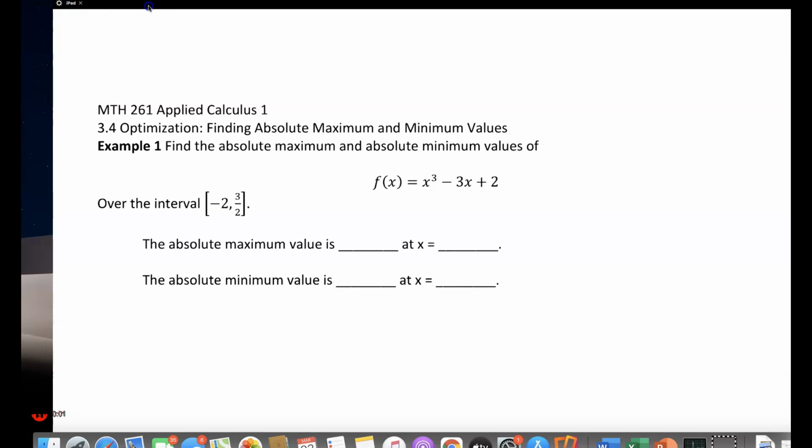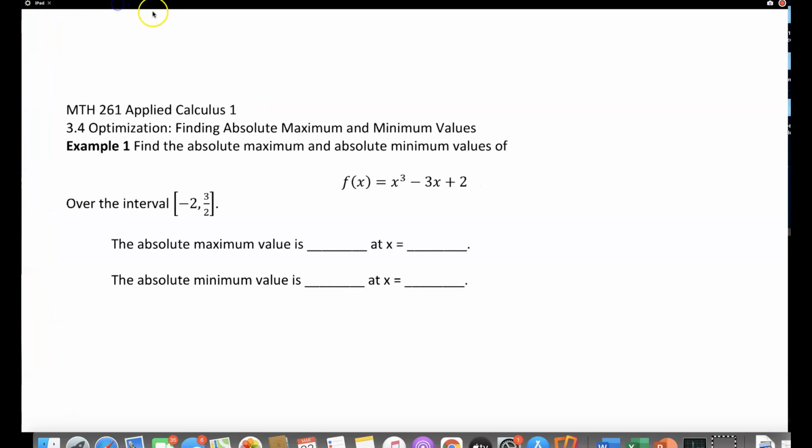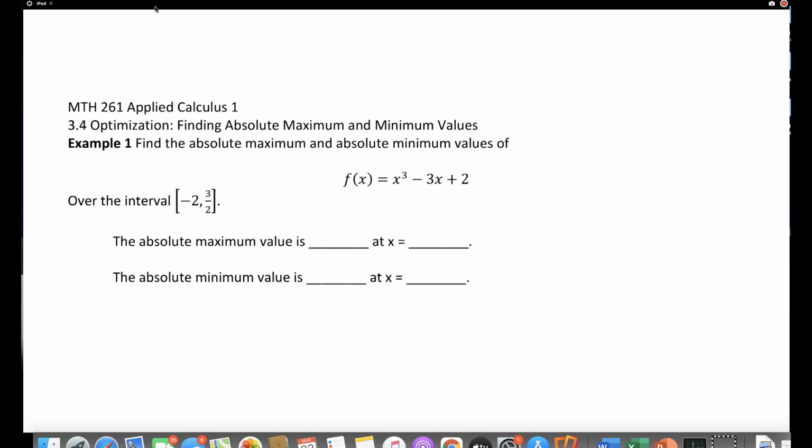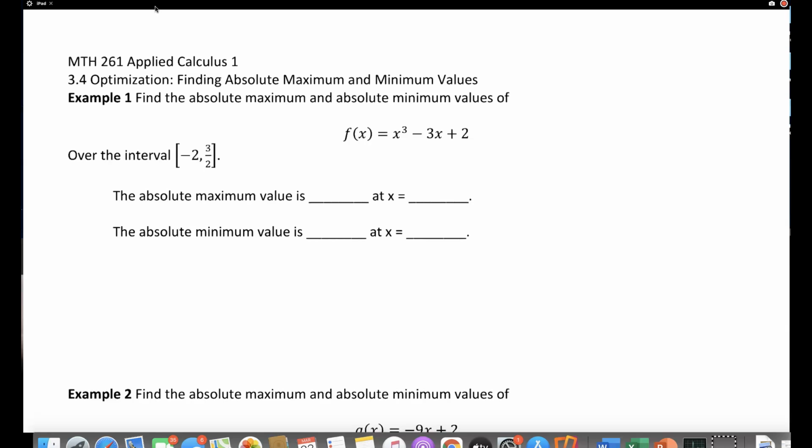261 section 3.4 is so short, I think I can finish it, even if I only have 5% left on my iPad. So let's see, this is going to be a quick one, you guys. Optimization, and 3.5 is going to be the harder one where we have to solve the word problems. But in 3.4, I'll show you how to find absolute maximum and absolute minimum in a closed interval.